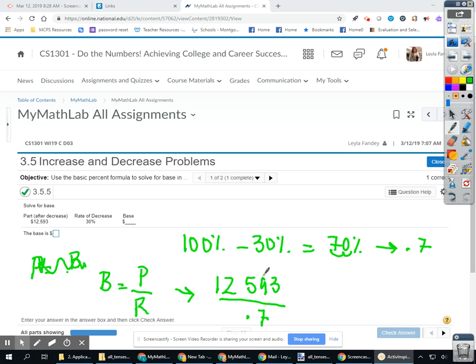So for increased problems, add whatever rate they give you to the percentage, and then change that into a decimal. For decreased problems, subtract the percentage they give you from 100% and use that in your formula. If it's just part or base, that's a lot simpler. So let's try some examples of that.